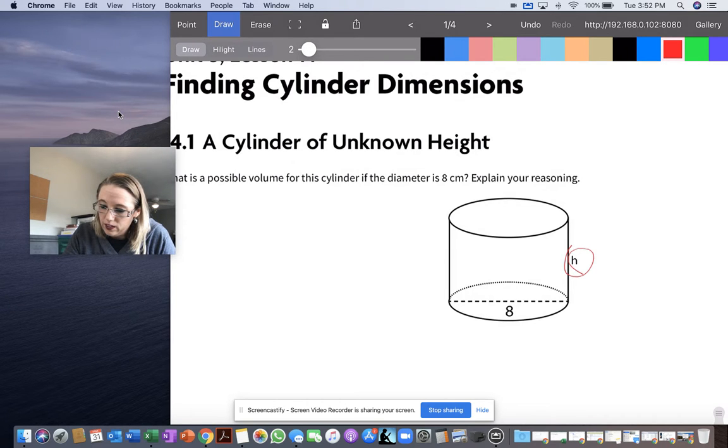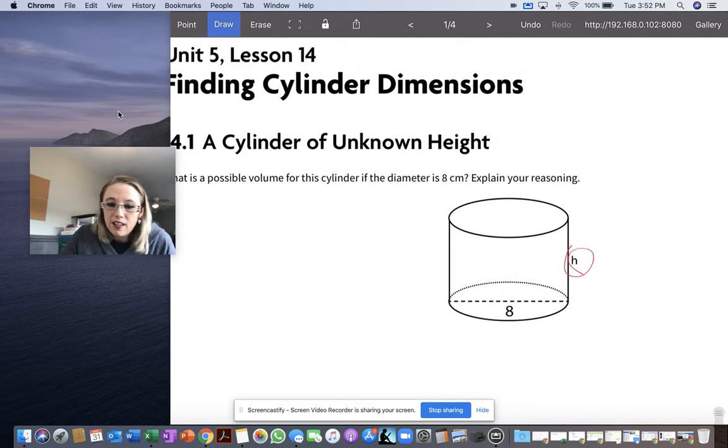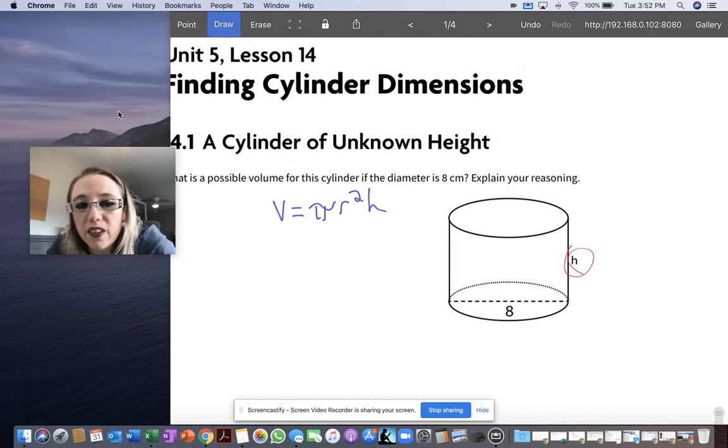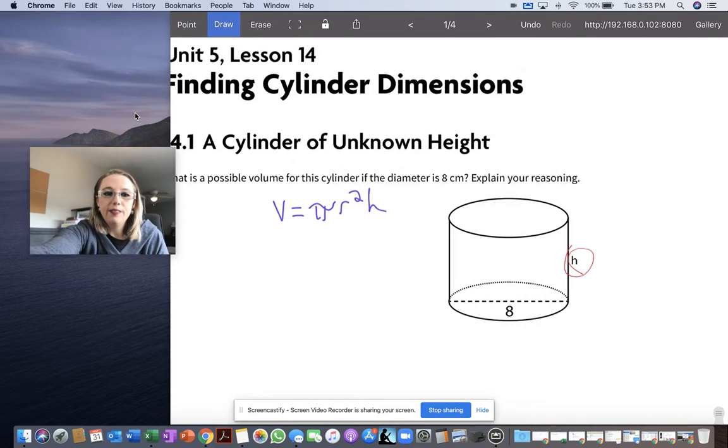I'm going to change colors here today. We're going to do purple. Okay, so remember that our volume formula for a cylinder is V equals pi r squared h. And if you don't have this memorized yet, you will by the end of this lesson, because we are going to write it a lot, okay? So volume equals pi r squared h.